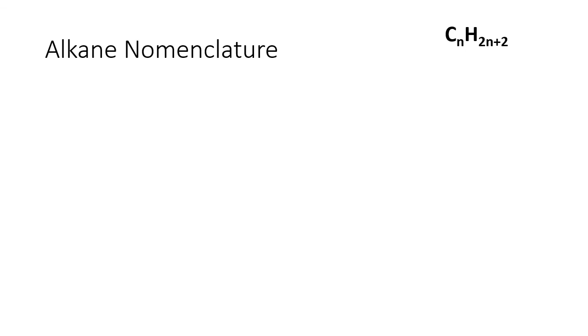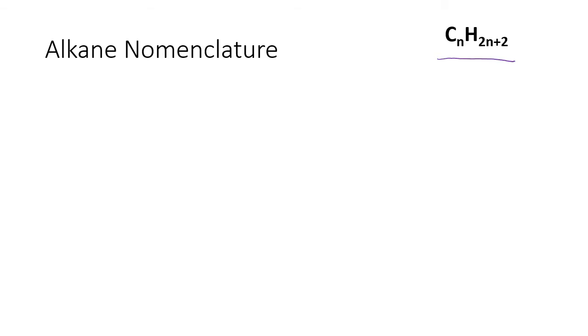Next, we're going to learn some basics about alkane nomenclature. And we'll build up the rules, starting with some of the easier ones and working our way up to naming harder molecules. All alkanes actually have the same general formula, which is in the upper right corner: CnH2n+2, where n is just some number.